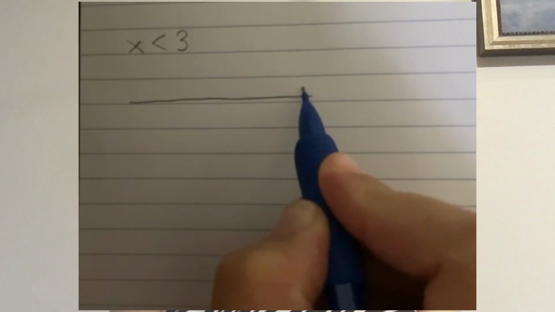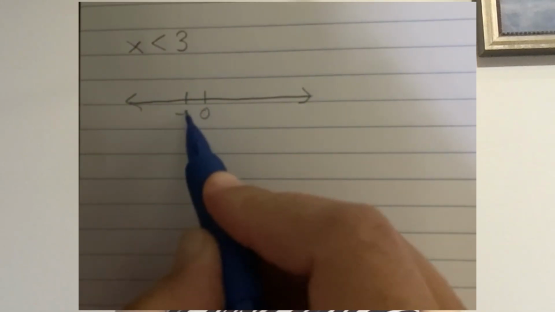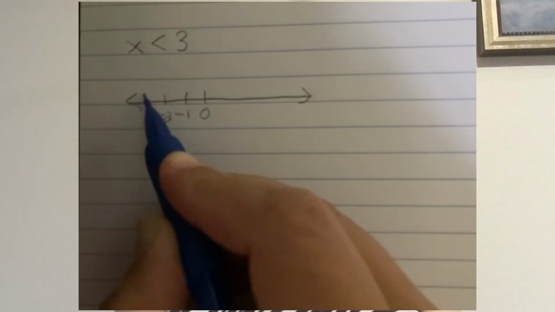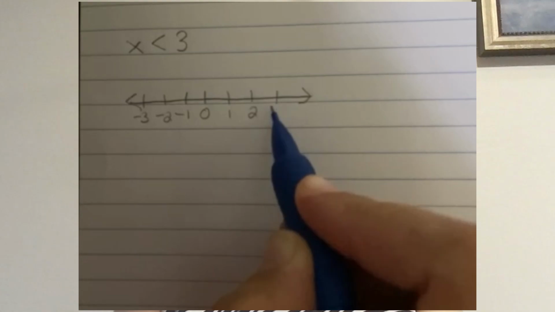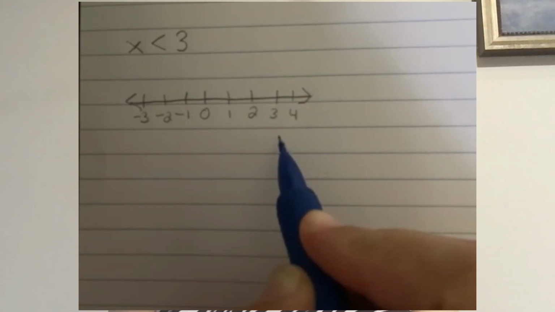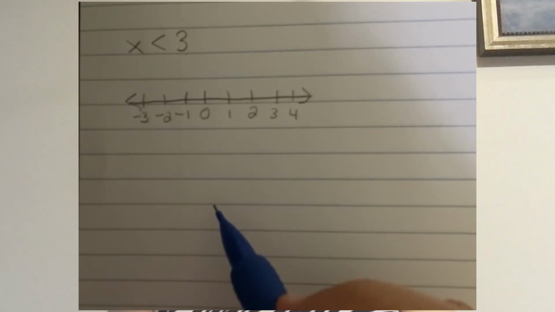X is less than 3. So that means any number that's less than 3 is going to be a solution. So let's draw our number line. We're going to start with 0 in the middle. Going to the left, we're going to have -1, -2, -3. Moving to the right-hand side, we'll have 1, 2, 3, and 4. So we're saying less than 3. So we're not saying equal to 3.